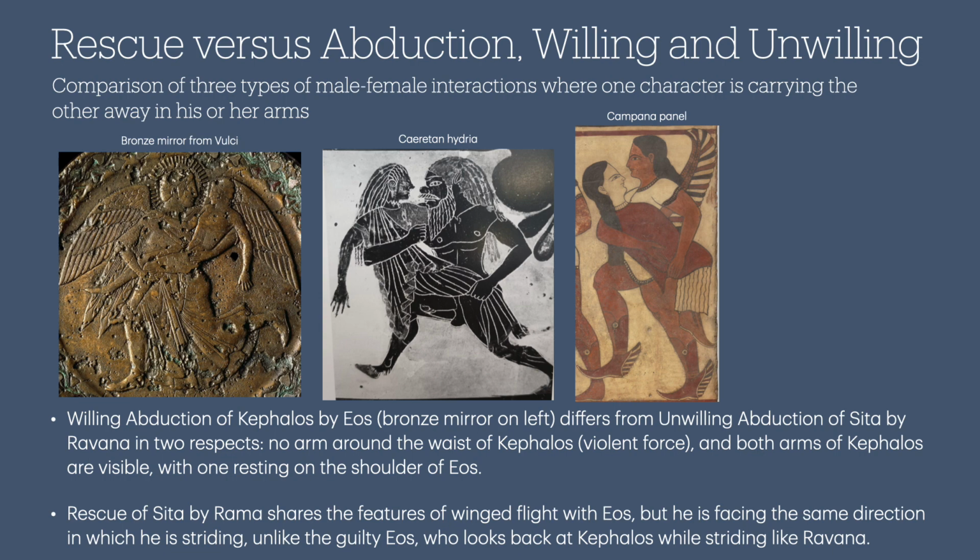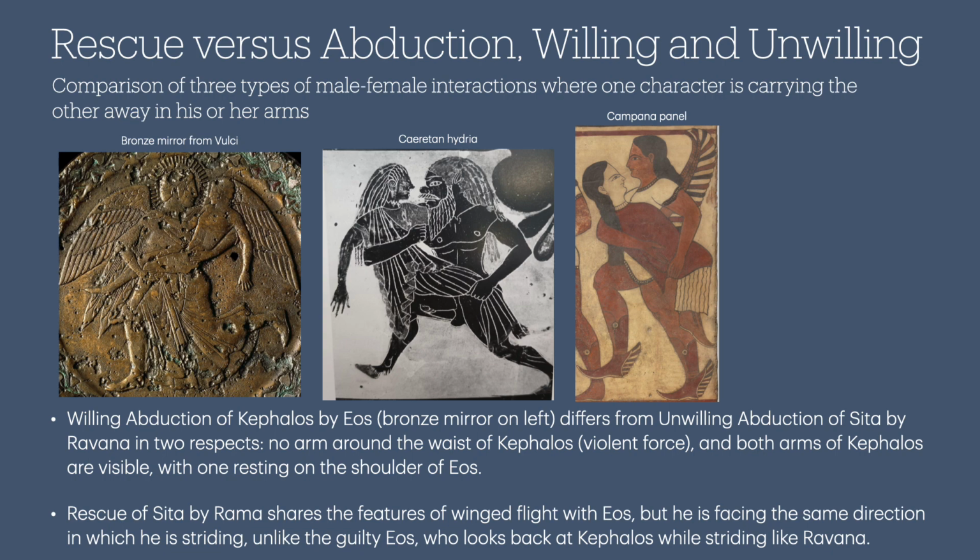So just to summarize the main points that I wanted to make in this slide, the willing abduction of Kephalos by Eos on the bronze mirror that you see on the left differs from the unwilling abduction of Sita by Ravana, which you see in the middle, in two important respects. There's no arm around the waist of Kephalos, meaning that there's no violent force that Eos is applying to carry him away and keep him in her grasp. And both arms of Kephalos are visible, with one resting on the shoulder of Eos.